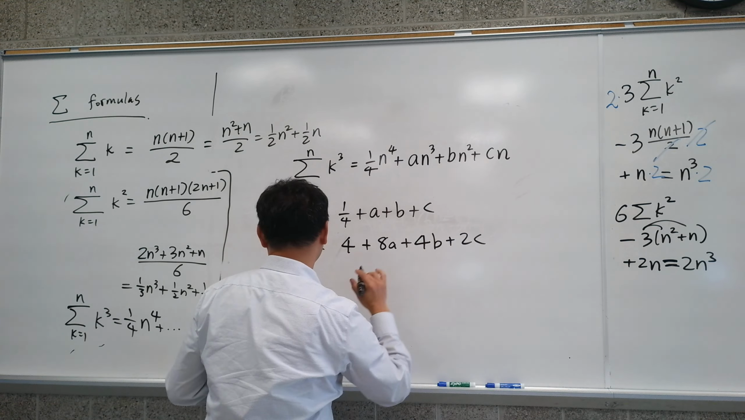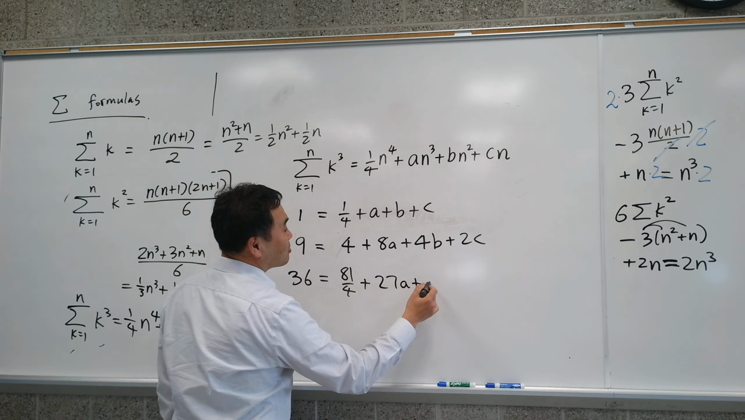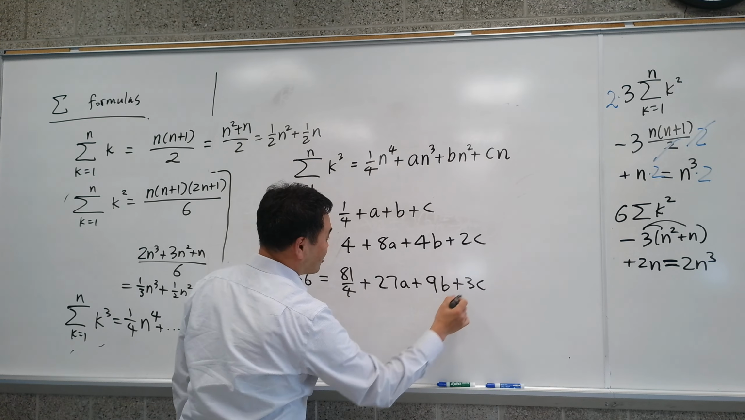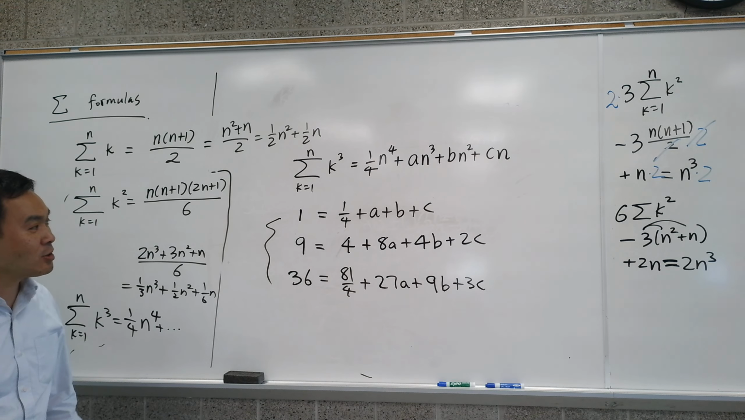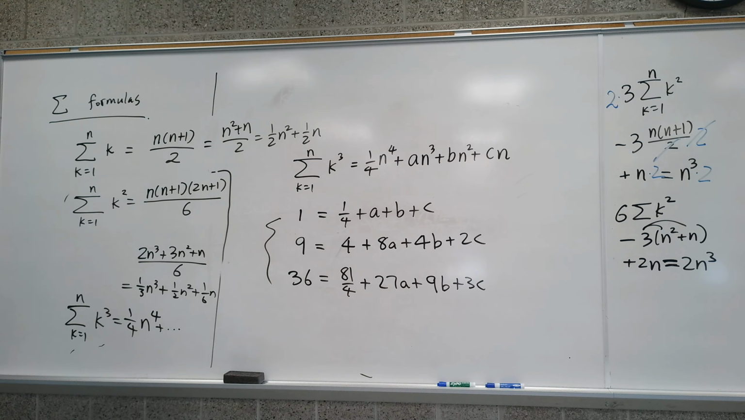Next would be 3. Okay, 3 would introduce another plus 27. 27 plus 9 is 36. Yeah, 36. Okay, so 36 equals 81 over 4. This is not that pretty. Plus 27a plus 9b plus 3c. Okay, and then you can solve this, right? If you solve this, you get some numbers, and after getting those, you can check that for those numbers, this in general works. This works out. Okay.